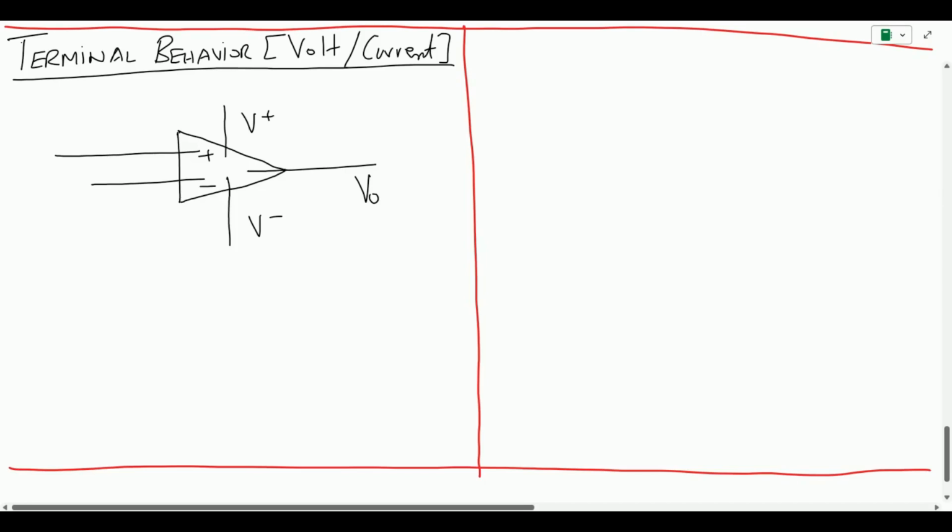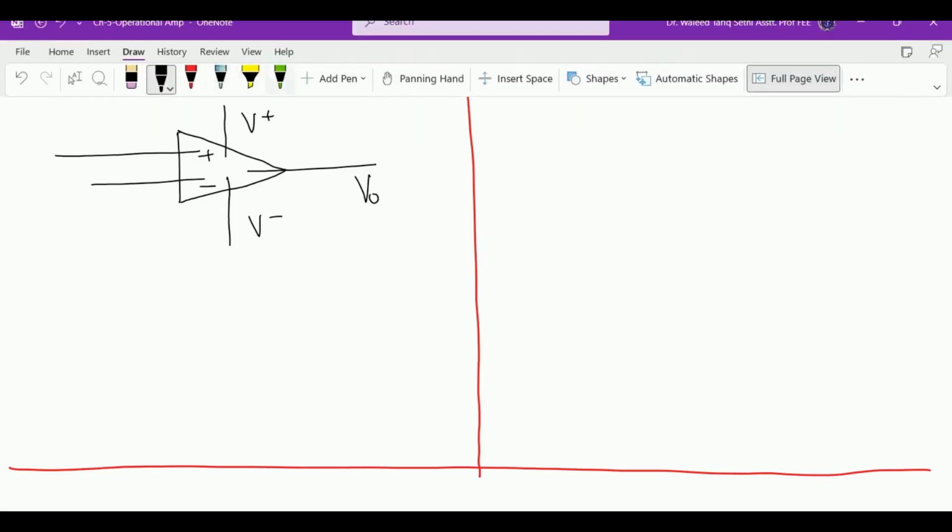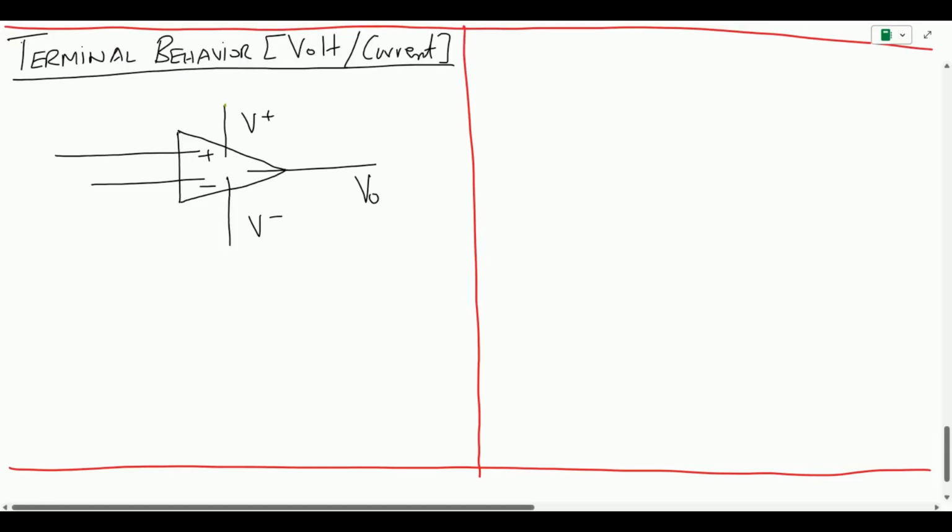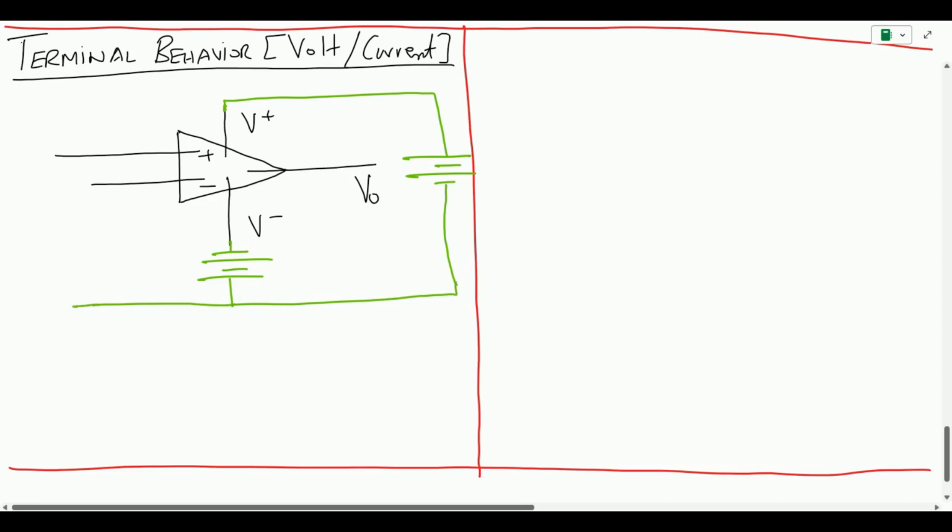Now in order to complete this circuit, let us draw the additional things. Here V plus is connected to the positive terminal of the battery, V negative is connected to the negative terminal of the battery, and this is the negative, and we call this point the common node.